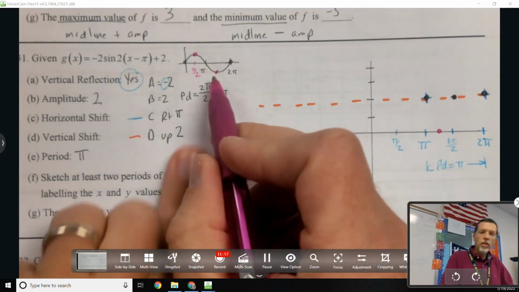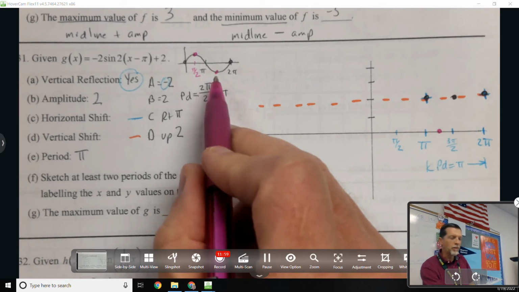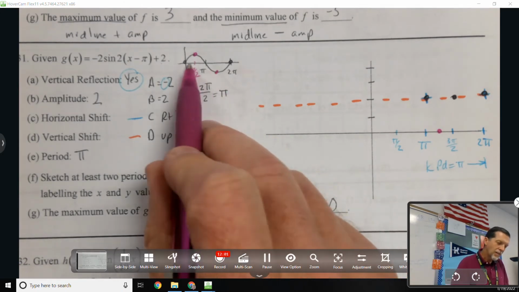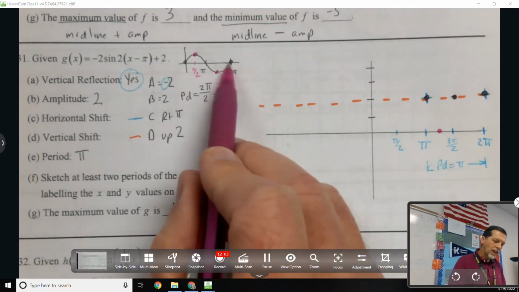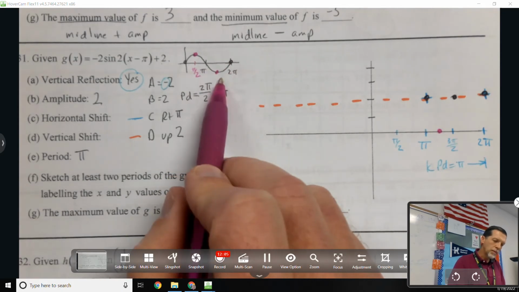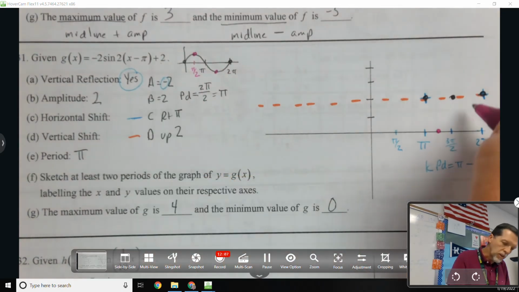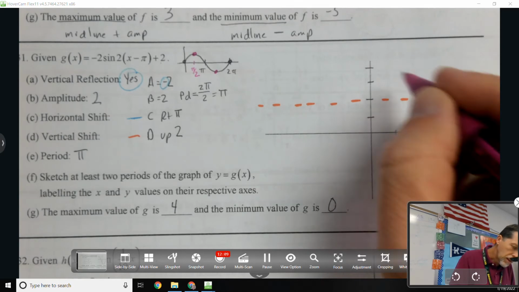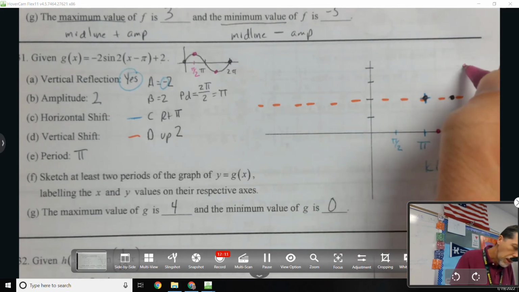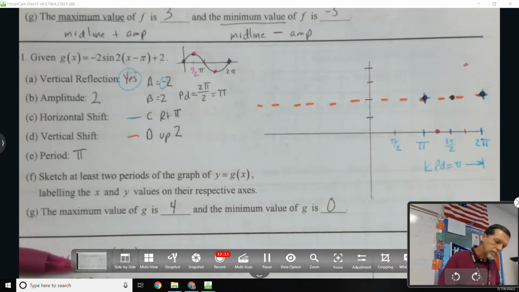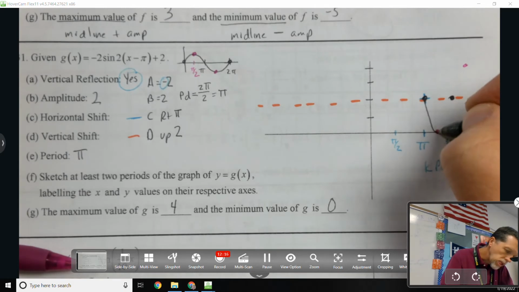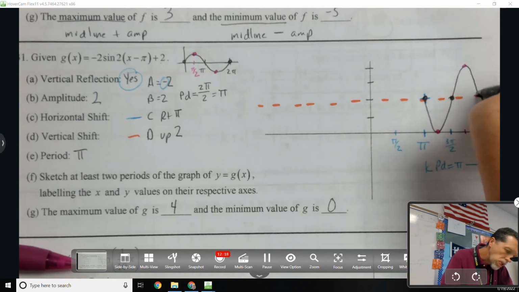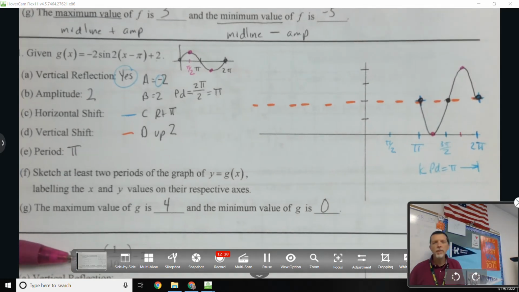Now, at the 3/4 mark, maybe is one way to say that. Halfway in between the second two zeros is a minimum, but we're flipped, so that's a maximum. So there's my function that's been all sorts of altered.